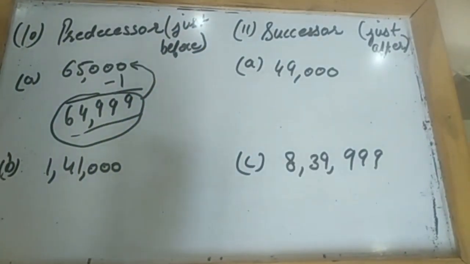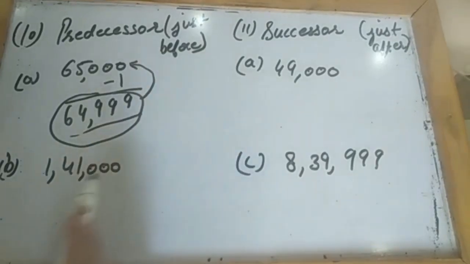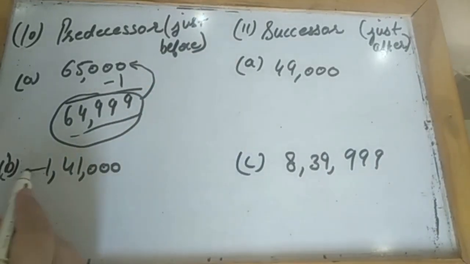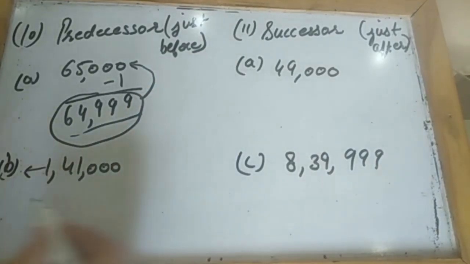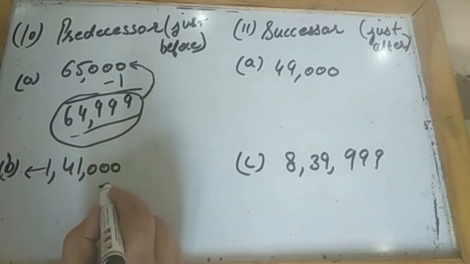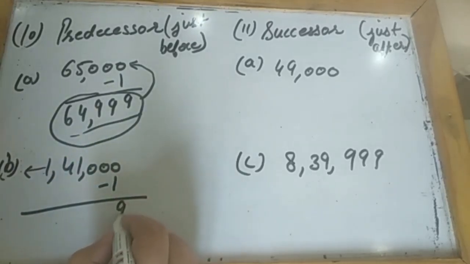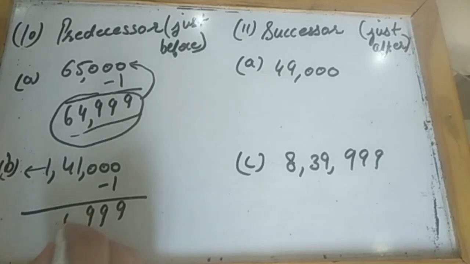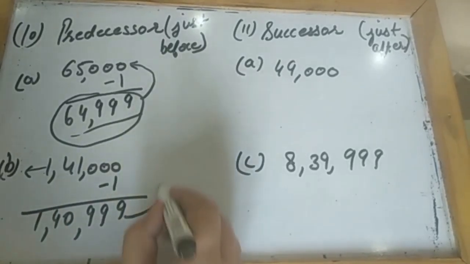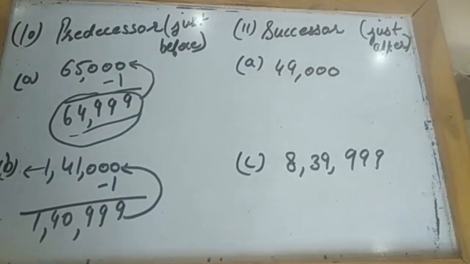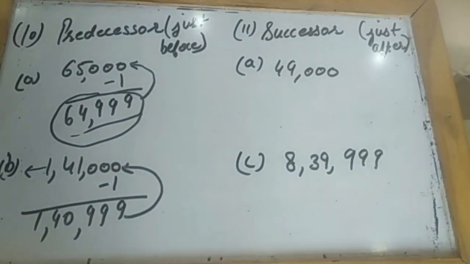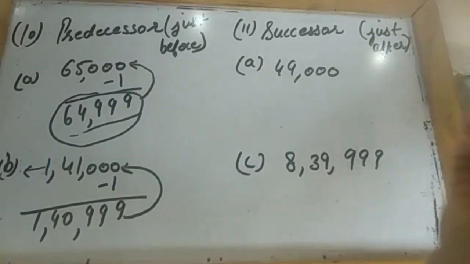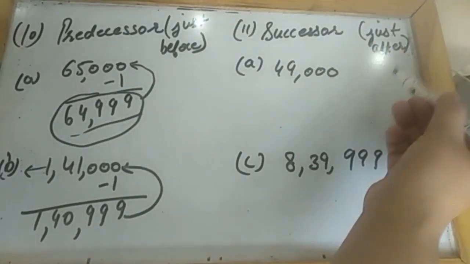So predecessor means we have to find the number which comes just before this number. When I have to find just before or predecessor, I subtract 1. So you subtract 1 and you get this. So this is the predecessor of this number. And successor means what comes just after. इससे एकदम बाद कौन सा number है?